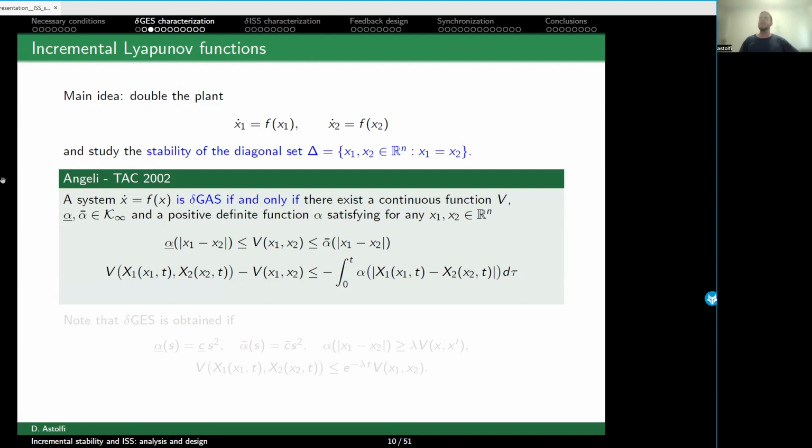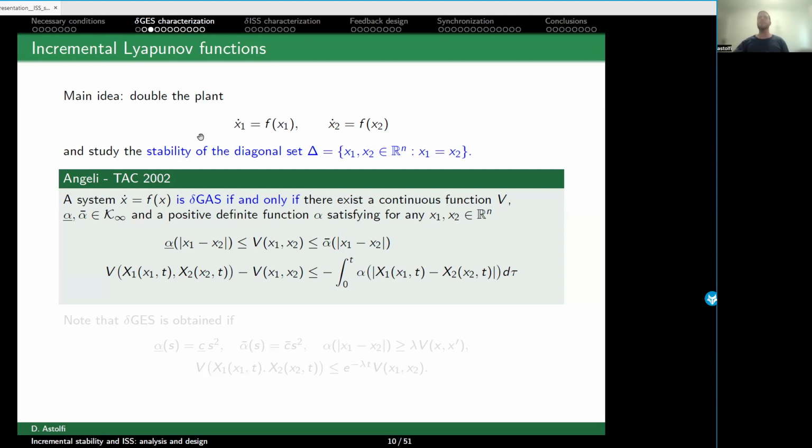The main idea to study incremental stability is somehow to double our plant. Since we want to look at the difference between solutions, the main idea is to double our dynamical system. So instead of looking just at x dot equal to f of x, we will look at x1 dot equal to f of x1 and x2 dot equal to f of x2. And we will try to characterize the incremental stability property in terms of stability of the diagonal set x1 equal to x2. And we have this result by David Angeli in 2002, which tells us that a system is incrementally globally asymptotically stable if and only if there exists an incremental Lyapunov function.